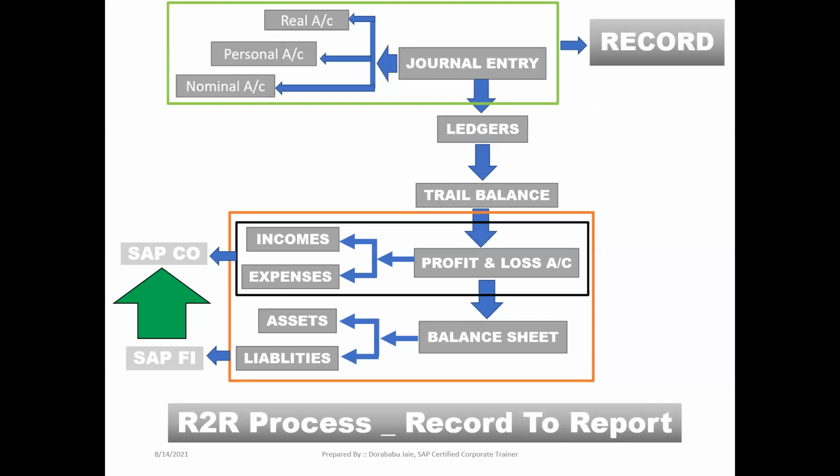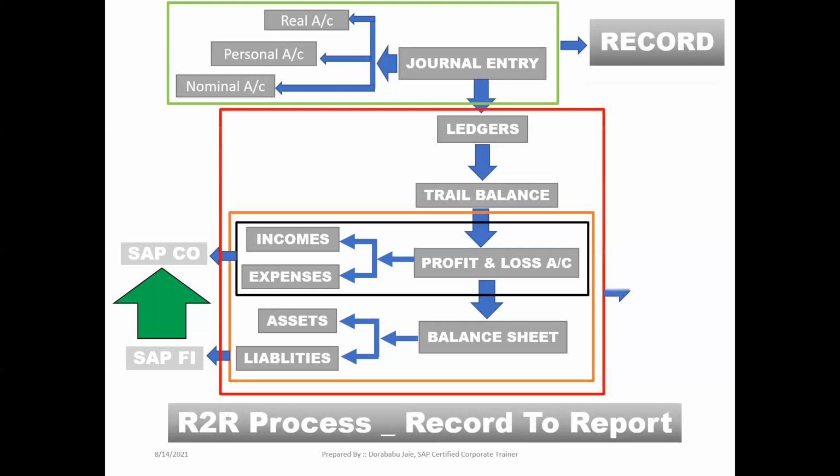Then the continuation, the remaining part we can call reports. Ledgers we can call a report. Trial balance is also called a report. Profit and loss account is also called a report, and balance sheet is also called a report. So this is the R2R process. Right. Now continuation.